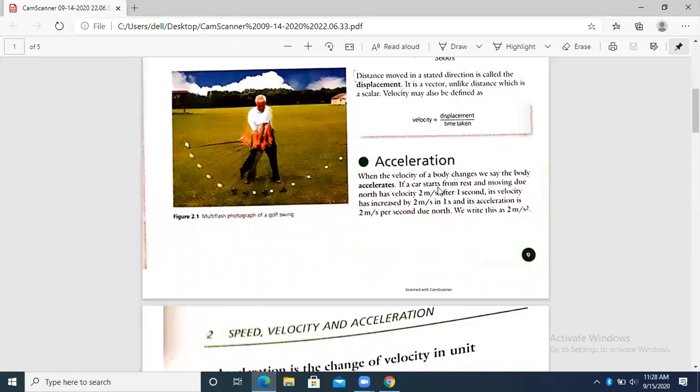If a car starts from rest and moves north with a velocity of 2 meters per second, the direction is there, so the velocity is 2 meters per second north. After 1 second, its velocity has increased by 2 meters per second in 1 second. Its acceleration is 2 meters per second due north, and we write this as 2 meters per second square.